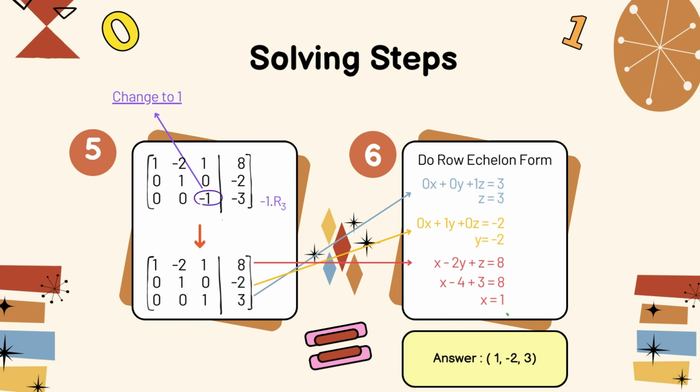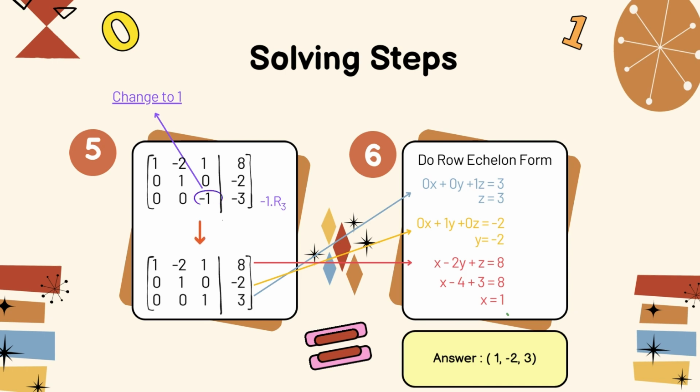Now that we have the row echelon form, we can proceed with the equations. Let's start by solving the third row to get the value of z, which will be 0x + 0y + 1z = 3, which means z = 3. Now, to get the value of y, we have to solve the second row, which is 0x + 1y + 0z = -2, which means y = -2.